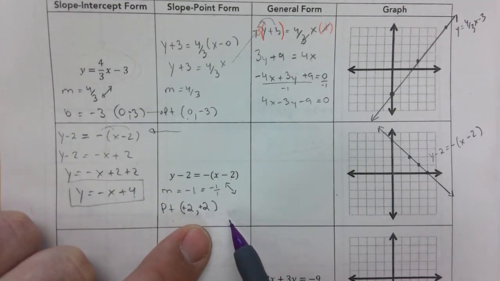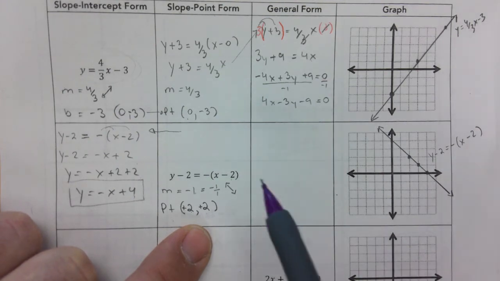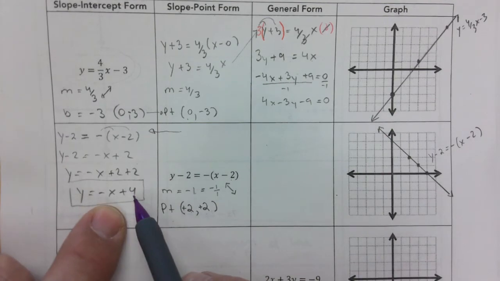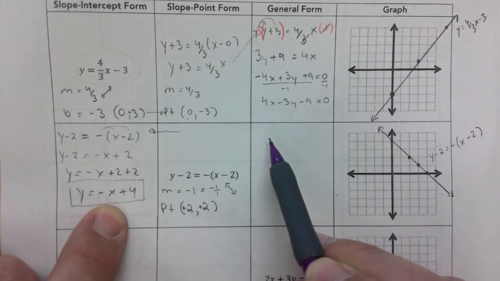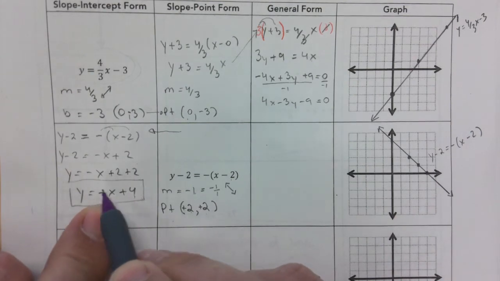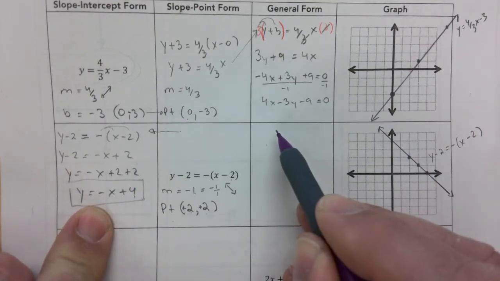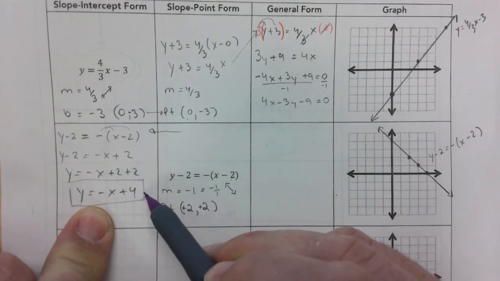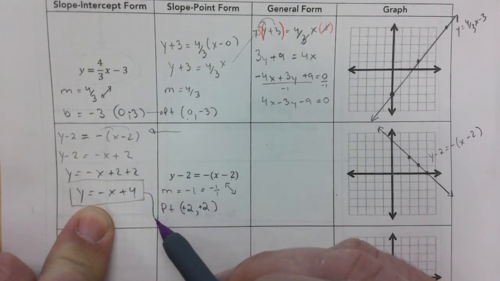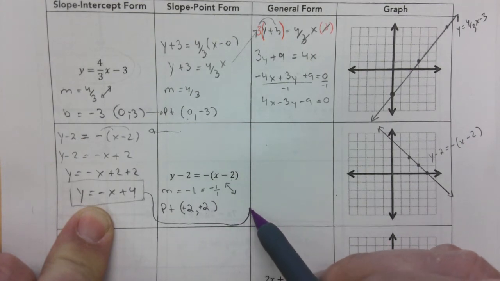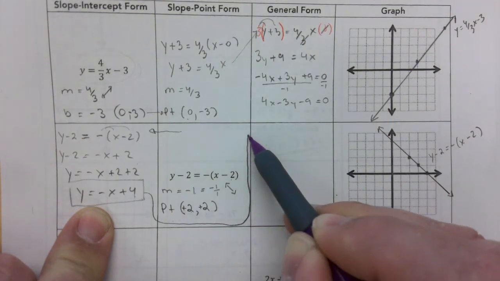General form, it's up to you. Do you want to take this one and rewrite it? Or do you want to take this one and rewrite it? It's up to you. I'm going to take this one, folks. I'm going to take this one and go straight over to there. I'll go here and then up and over.